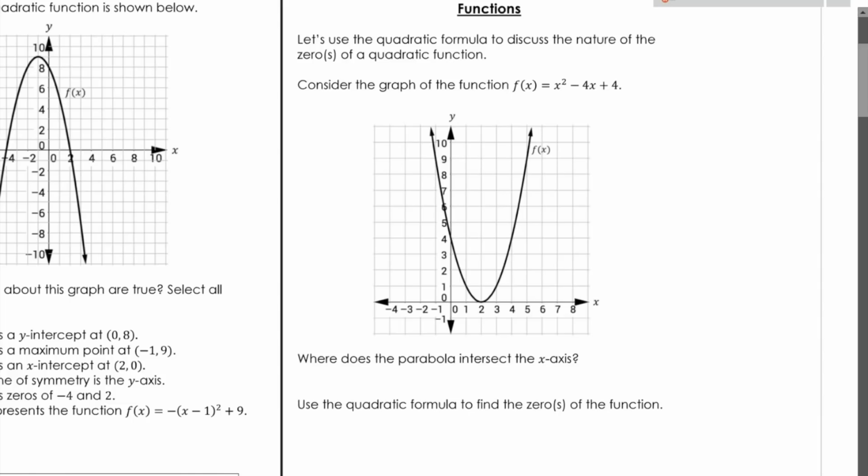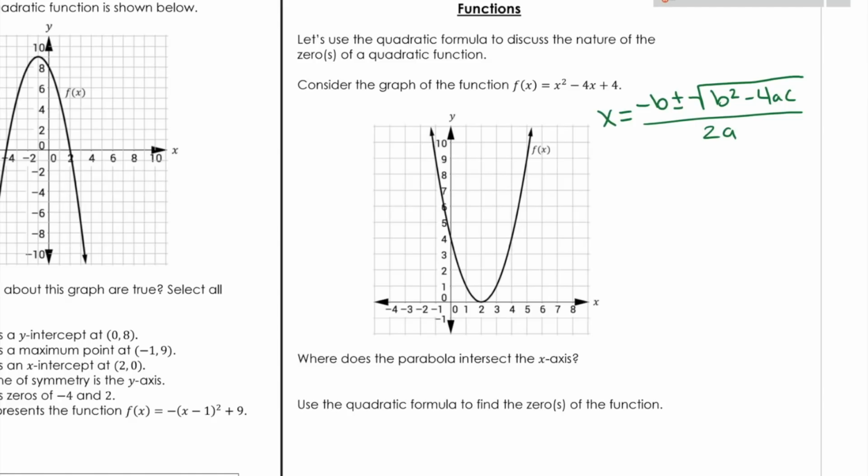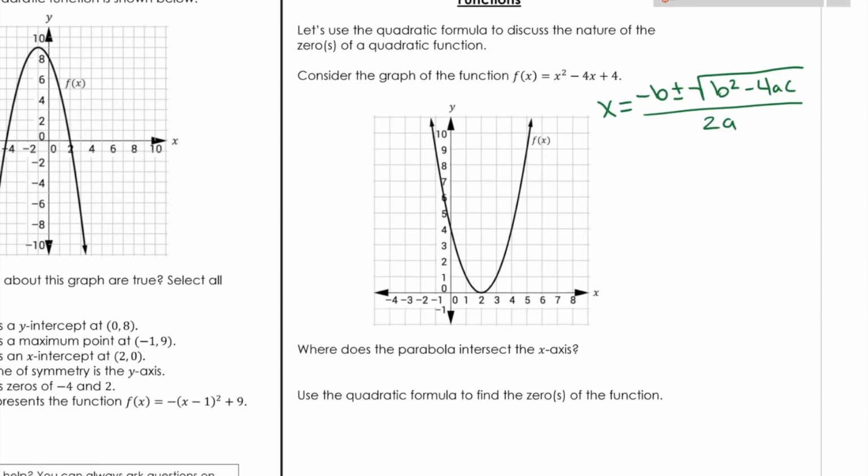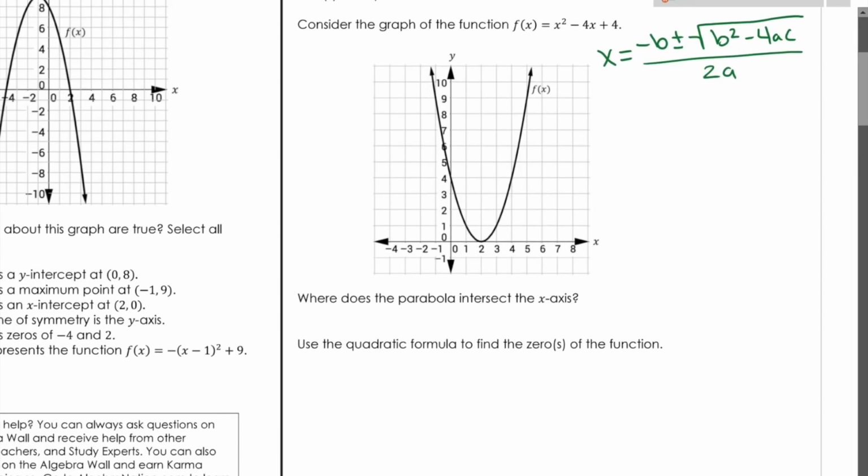Consider the graph of a function f of x equals x squared minus 4x plus 4. First of all, the quadratic formula is x is equal to negative b plus or minus the square root of b squared minus 4ac all over 2a. Okay, so I'm going to show you guys how to really figure out what we're talking about when we use the quadratic formula. Okay, so let's start with the first one.